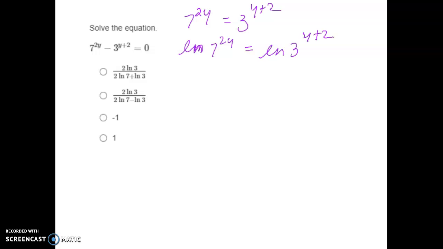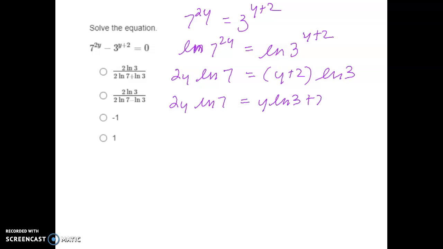Okay. So now that I have natural logged both sides, I can take the exponents and move them in front. So this ends up being 2y natural log of 7. And this ends up being y plus 2 times natural log of 3. Now, natural log of 3 is a number, and it's being multiplied by y plus 2. So I'm going to have to distribute that, the natural log of 3 to the y and to the 2. So this side stays 2y natural log 7, and this side ends up being y natural log 3 plus 2 natural log 3. Hope I don't make any mistakes here.